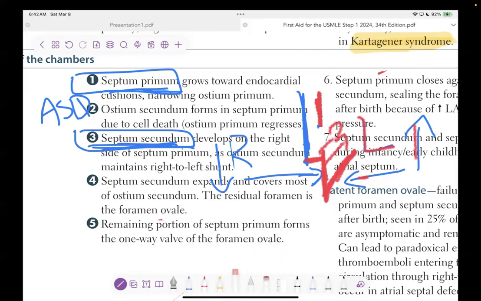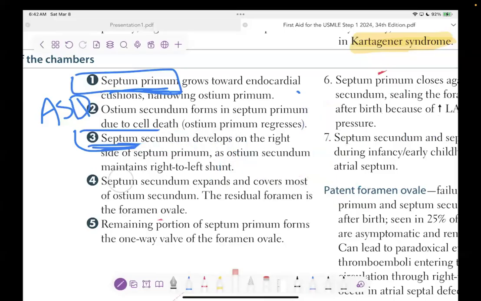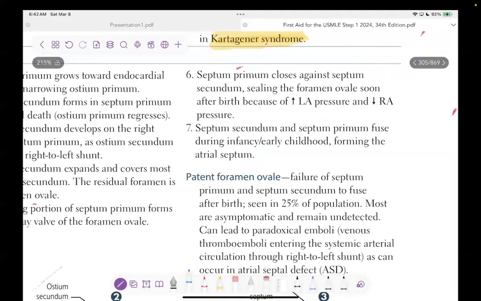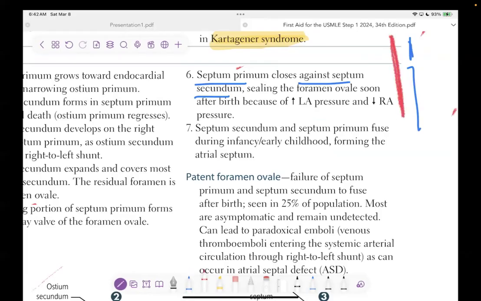And the remaining portion of the septum primum forms the one-way valve foramen ovale. This is a one-way valve. One-way valve means that the right side can open it and the left side can close it. This is a one-way valve that opens and closes, and after that it closes. Did everyone understand it or not? Was it easy to get, or should I make it easier? So septum primum closes against septum secundum. This was septum primum with a hole inside, and this was septum secundum. Both of them stick together after birth and they seal and they close.